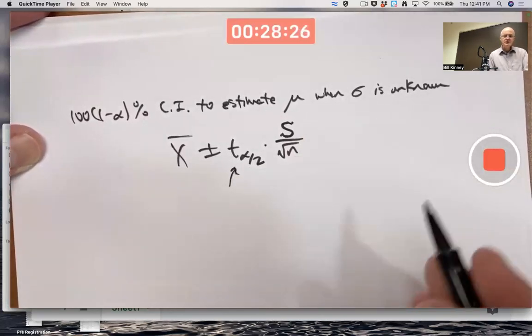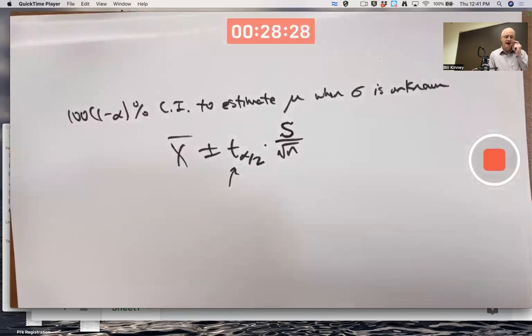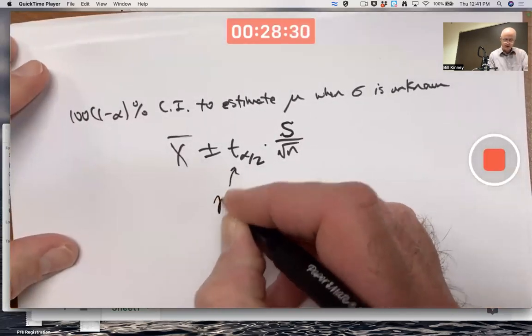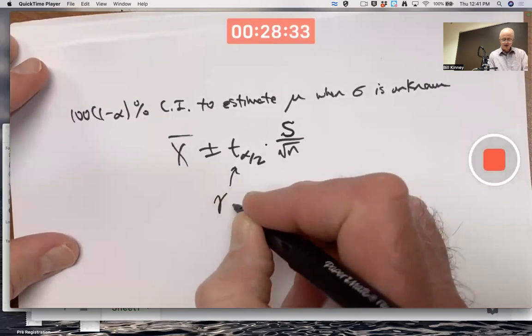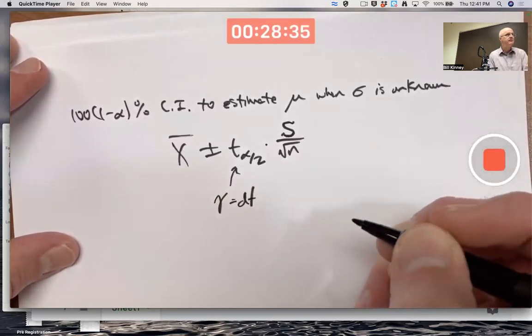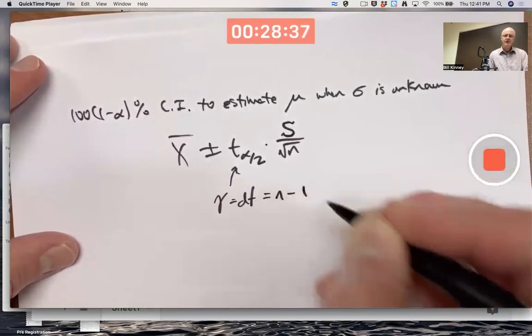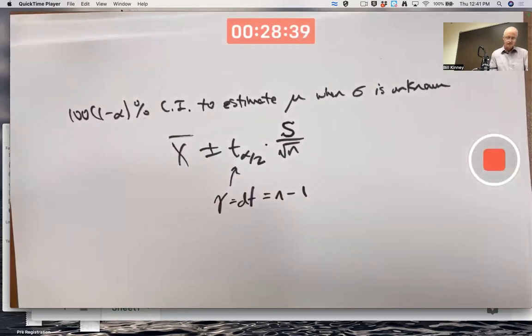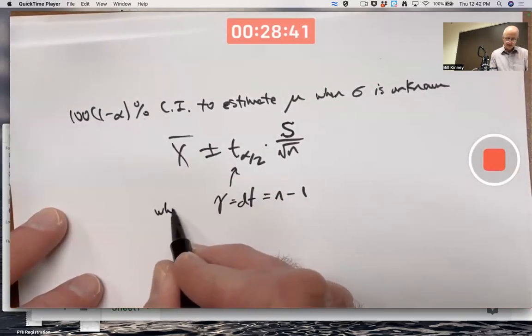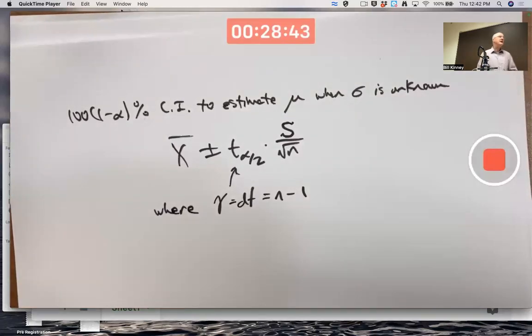Where you compute the t-value based on a certain number of degrees of freedom, which sometimes we call little gamma. Sometimes I call it df for degrees of freedom. It's n minus 1. That's the degrees of freedom. Is degrees of freedom always n minus 1 in statistics? No, it's not. Some people think it is, because that's the most common thing to use.